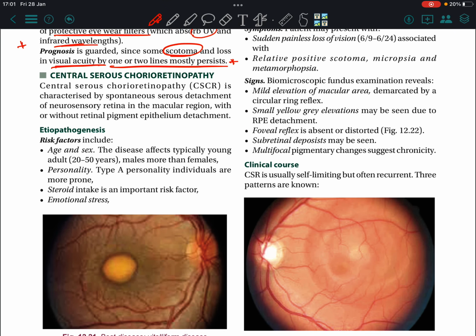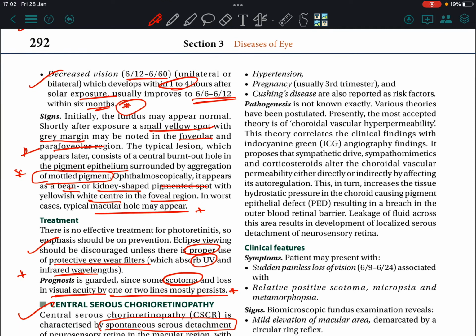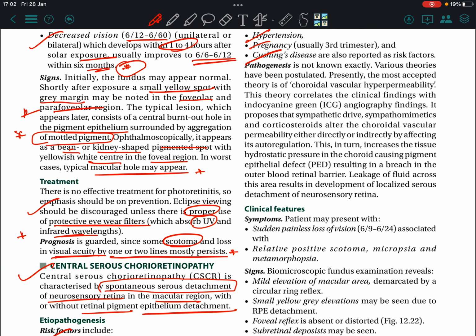Central serous chorioretinopathy is characterized by spontaneous serous detachment of the neurosensory retina in the macular region, with or without retinal pigment epithelium detachment. Etiopathogenesis, risk factors: age, males more than females. Personality: type A personality individuals are more prone. Steroid intake is an important risk. Emotional stress, hypertension, pregnancy.